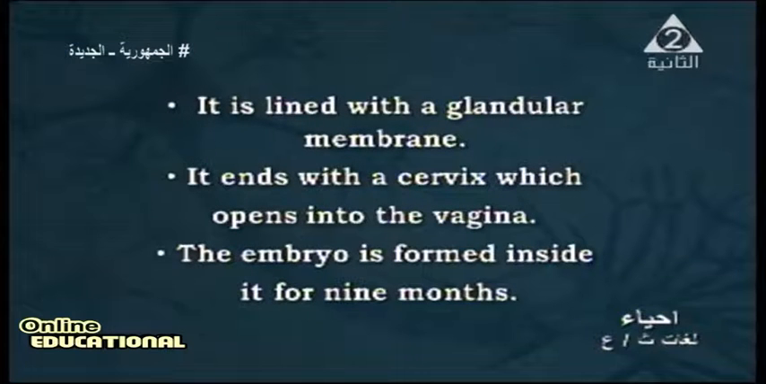Also, the uterus is lined with a glandular membrane. Inside the uterus, this glandular membrane enables the uterus to secrete mucus to protect the baby. Also, it ends with a cervix which opens into the vagina. The embryo is formed inside this uterus for 9 months. After that, the baby can go out through the vagina.